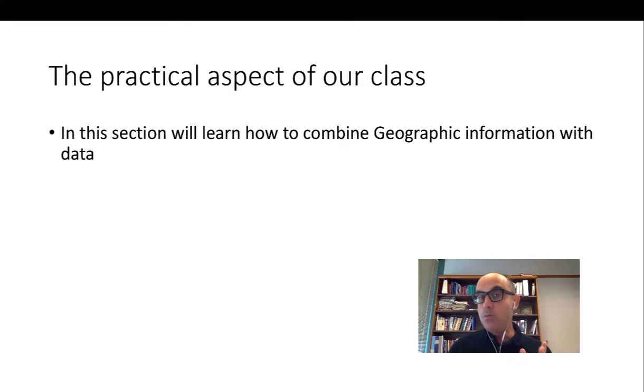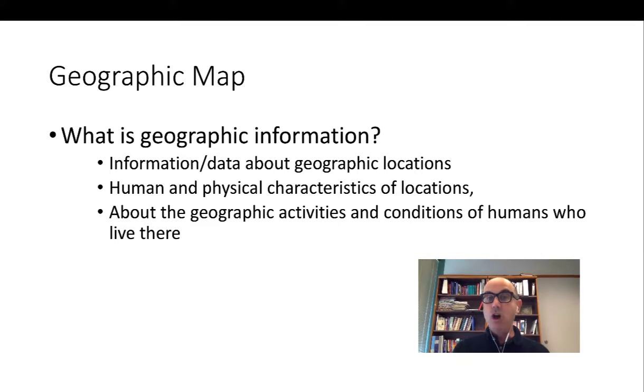So I want to move now to the pragmatic aspect of this class, and we're going to talk about geographic information. What is geographic information? It is giving the data with regard to the geographic location. For example, in your phone, every one of us has a map that if we are getting lost, we can find the direction back home.